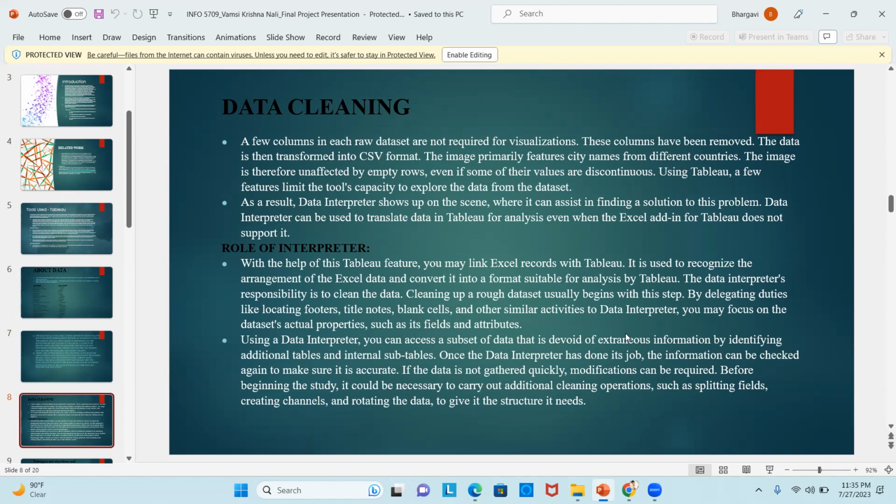Using Tableau, a few features limit the tool's capacity to export the data from the dataset, and there are the roles of the interpreter. With the help of the Tableau feature, you may use Excel records with Tableau. The data interpreter is used to recognize the arrangement of the Excel data and convert it into a format suitable for analysis by Tableau. Its responsibility is to clean the data, and to divide the data from external information by identifying any additional tables and internal subtables. Once the data interpreter has done its job, the information can be checked beginning with the study.